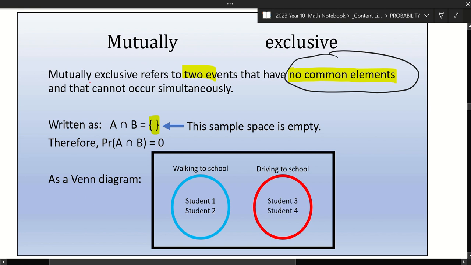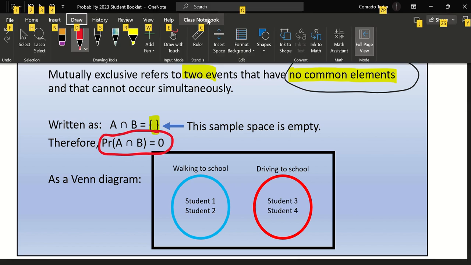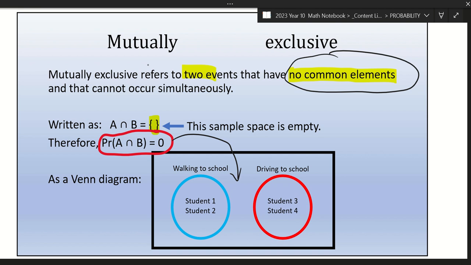And we'll get into this a little bit later. If you put the probabilities of them together, the probability of A intersection B equals 0. What that means is they essentially have nothing in common. There's no intersection. I'm going to put that here, and I want you to actually write this down. No intersection.